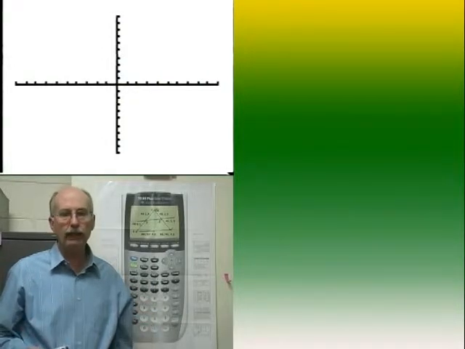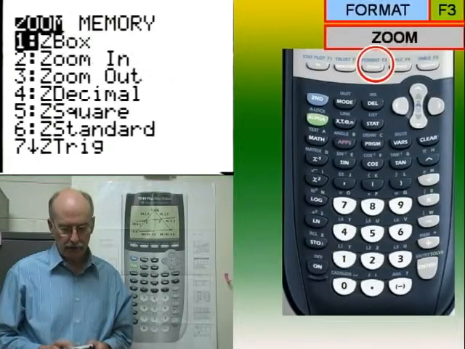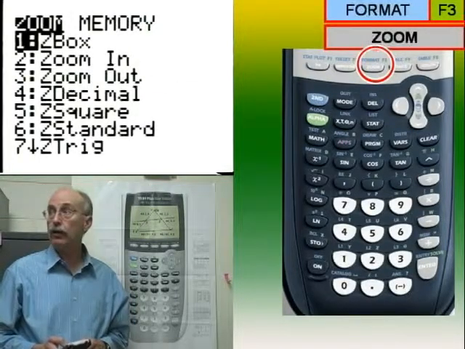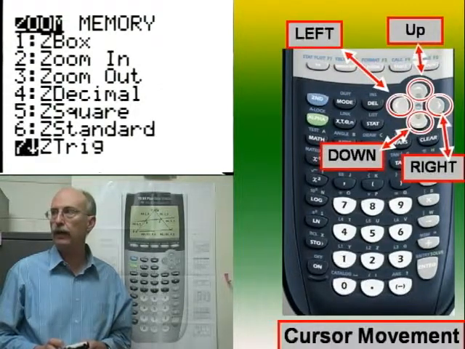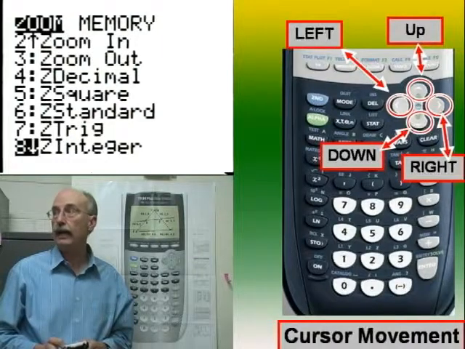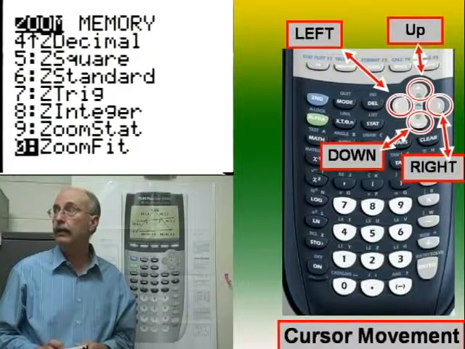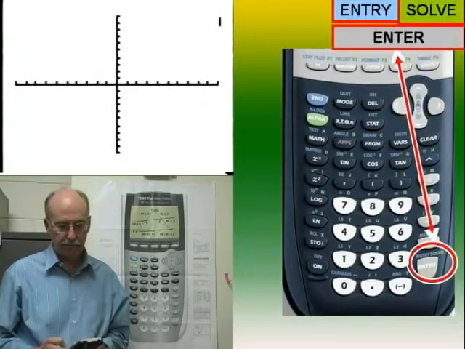As you will recall, this one was out of focus. There's another way to bring it in, and that's called z-fit. So we're going to hit zoom, and you see down here number 7, there's an arrow instead of a colon. That means there are more options underneath that. So we're going to scroll down beyond 7, and you can see 8, there's z integer, and 9, there's zoom stat, and 10, or 0, is zoom fit. So we're going to hit zoom fit.